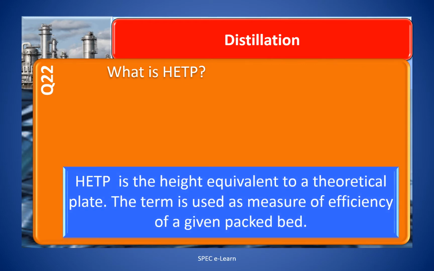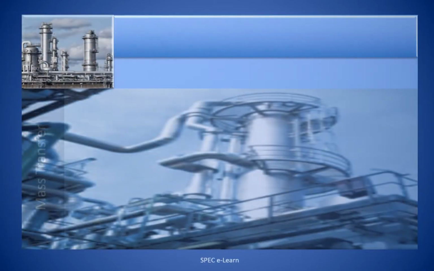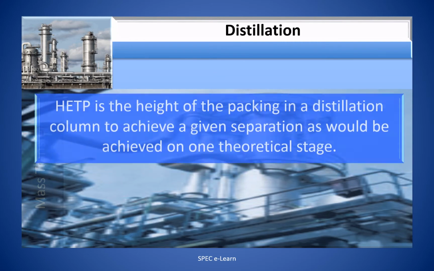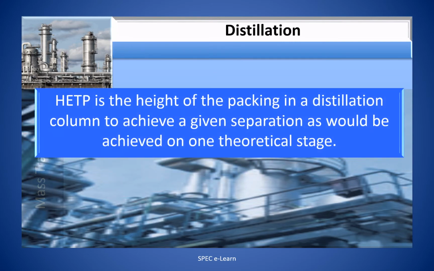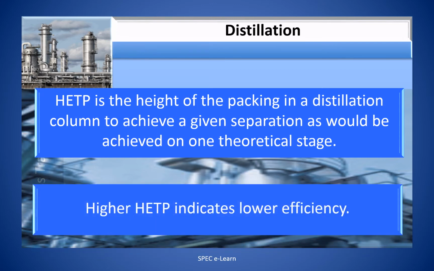HETP is the height equivalent to a theoretical plate. This term is used as a measure of efficiency of a given packed bed. HETP is the height of the packing in a distillation column to achieve a given separation as would be achieved on one theoretical stage. Higher HETP indicates lower efficiency.